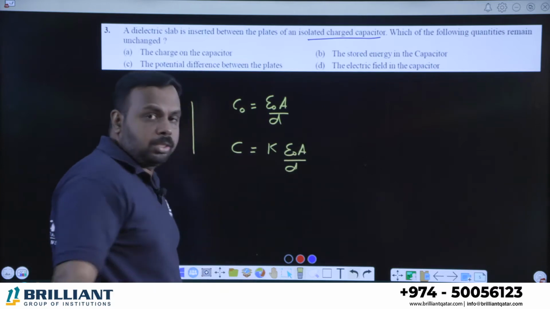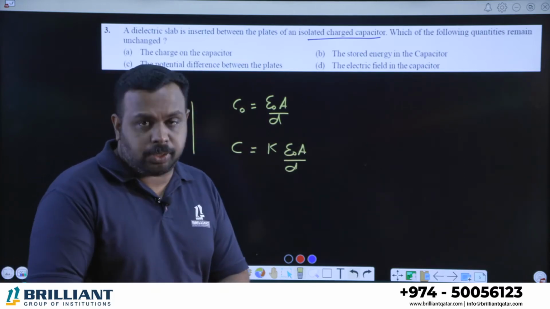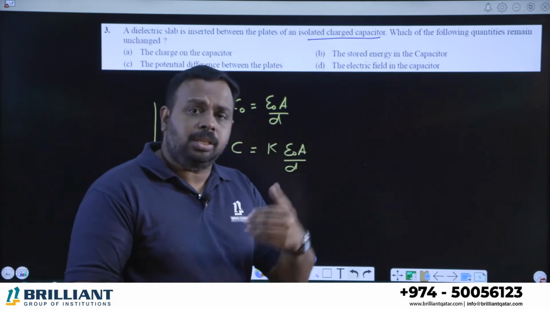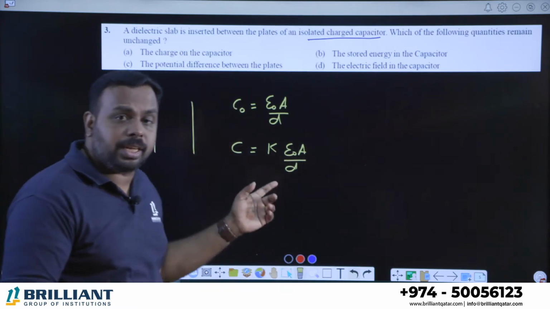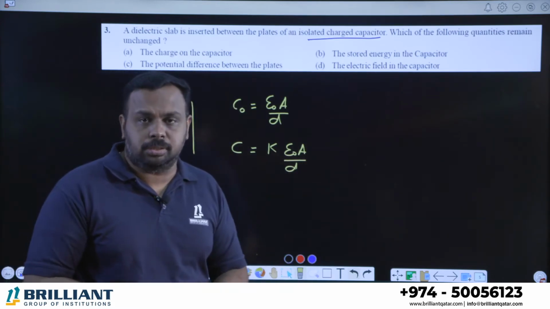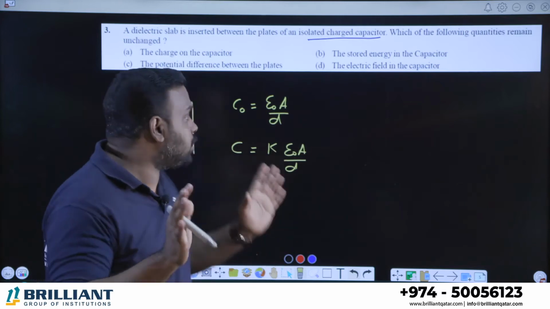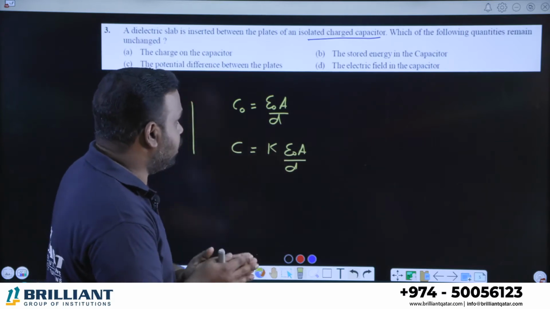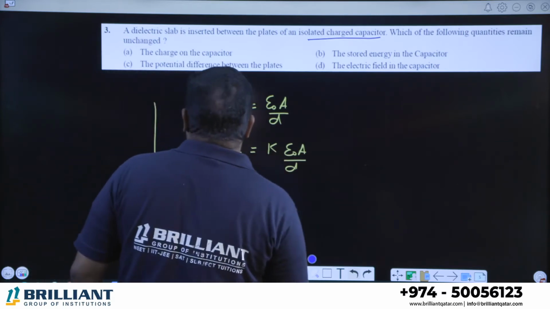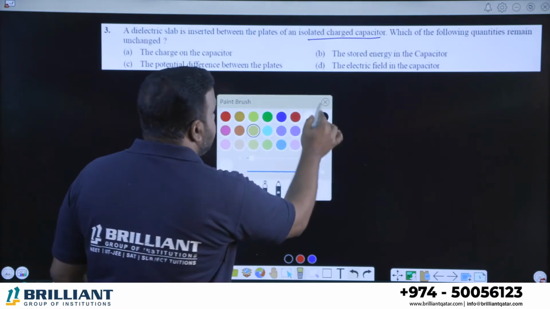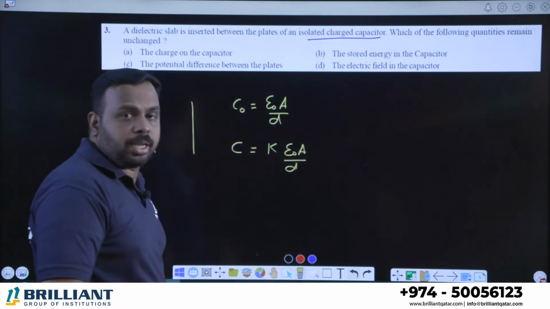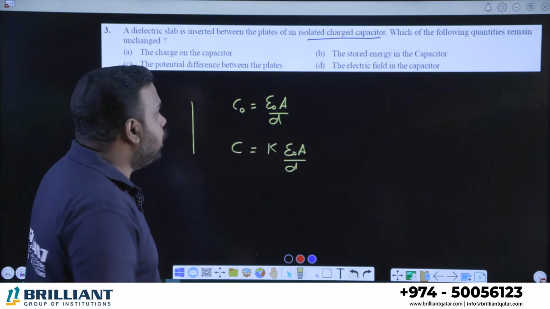So the capacitance becomes K times. If a dielectric slab is introduced, definitely it will become K times. What is K here? K is the dielectric constant, the relative permittivity, right? So the capacitance will change, right? Now, the second thing you have to check: what happened to the energy stored in the capacitor?